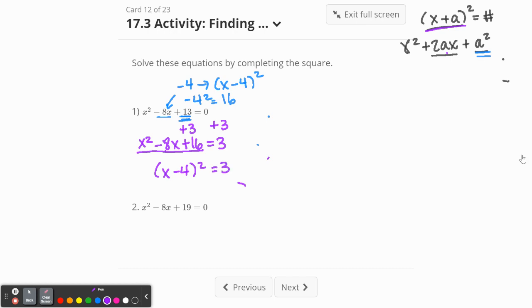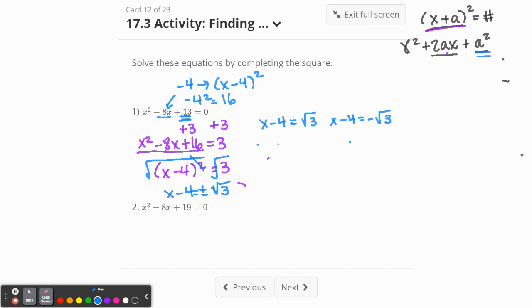still equaling 3. Now, how does this help us solve? Well, now I can do exactly what we did in the previous activity. I can square root both sides and get x minus 4 equals plus or minus root 3. Now, does the square root of 3 have a nice answer for us? No, I'm going to leave it as a root, which means I'm going to have x minus 4 equals positive root 3, and x minus 4 equals negative root 3.